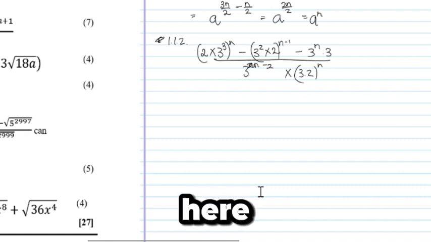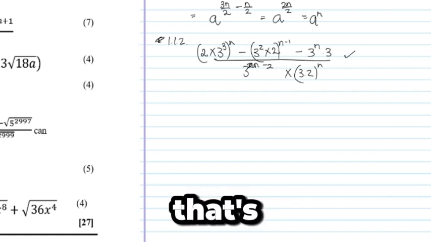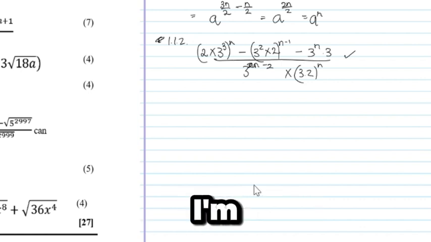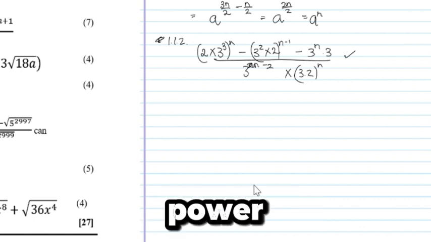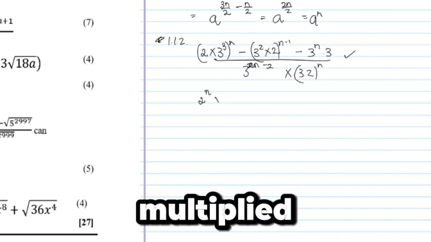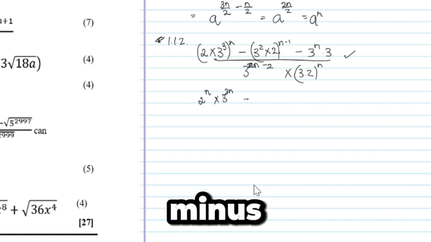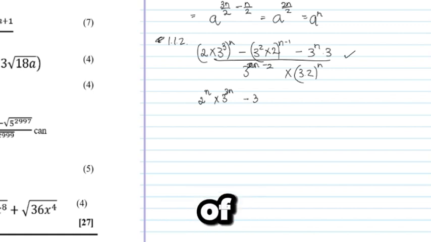So the first step here is actually to get credited for doing the prime factorization. That's the first mark there. So then after I've done the prime factorization, I'm going to do the power to power rule. So that is going to be 2 to the power of n multiplied with 3 to the power of 3n minus 3 to the power of 2n minus 2. Careful for that one. A lot of learners don't get that one.